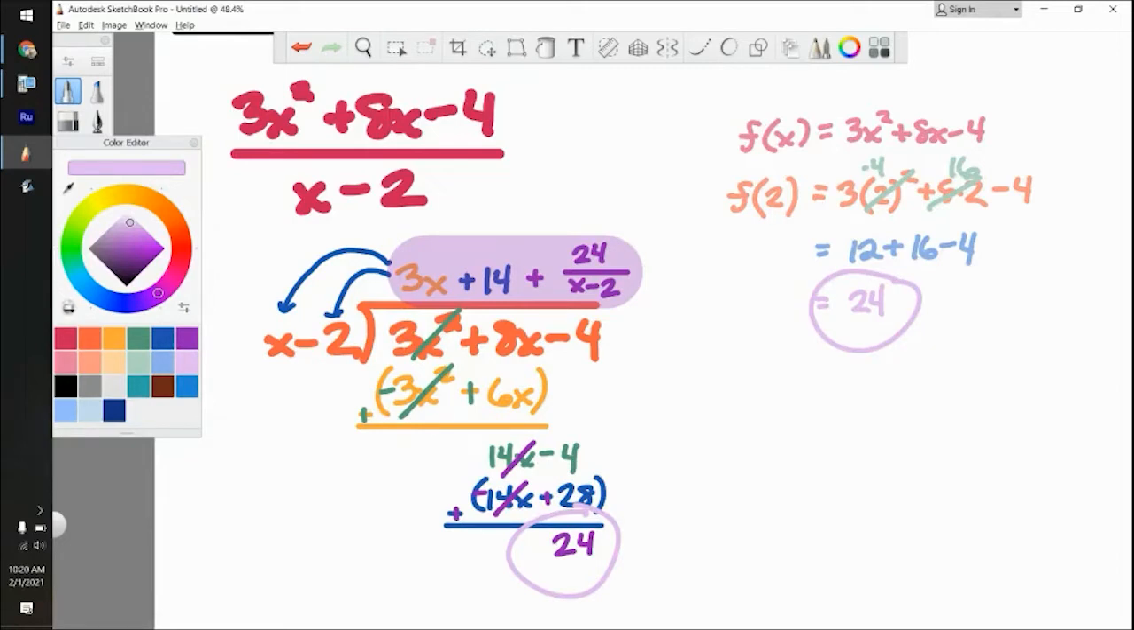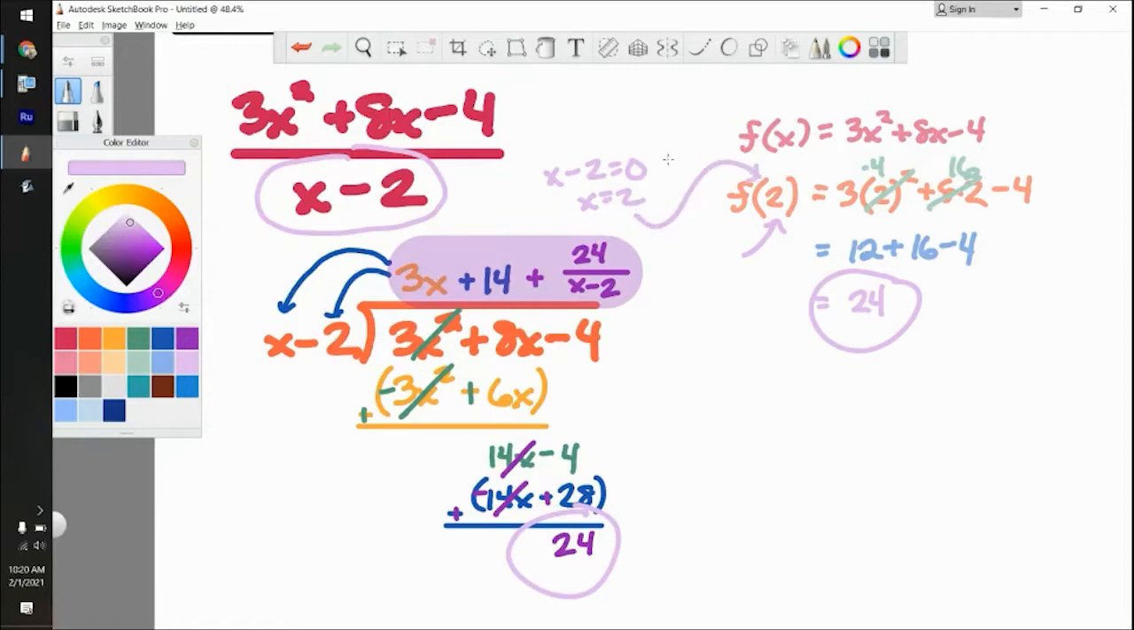Okay? So if there's ever a problem and it says, what is the remainder if you divide these two polynomials, you can just do remainder theorem on it. You just got to figure out what number to plug in. In this case, it's that 2. Okay? To figure out what that number is, you just set the denominator equal to 0 and solve. X is equal to 2.